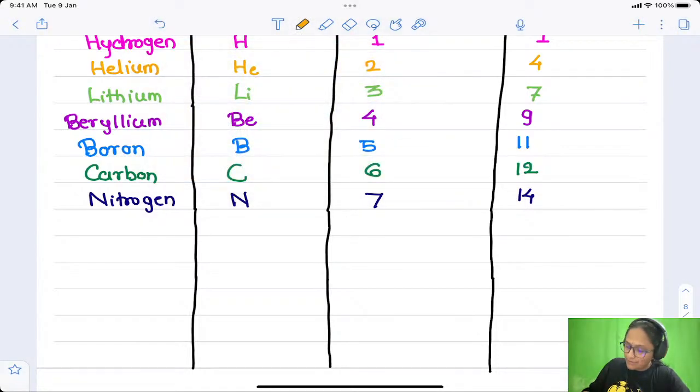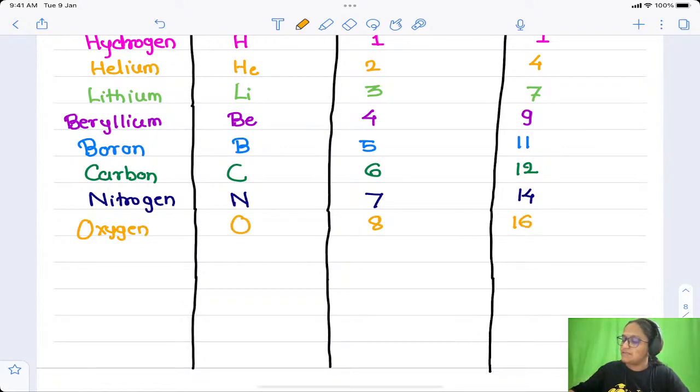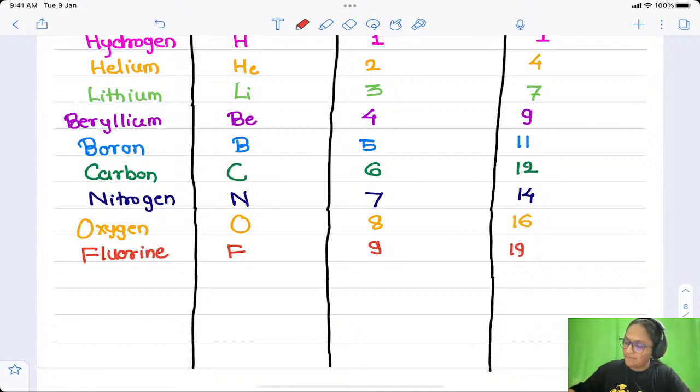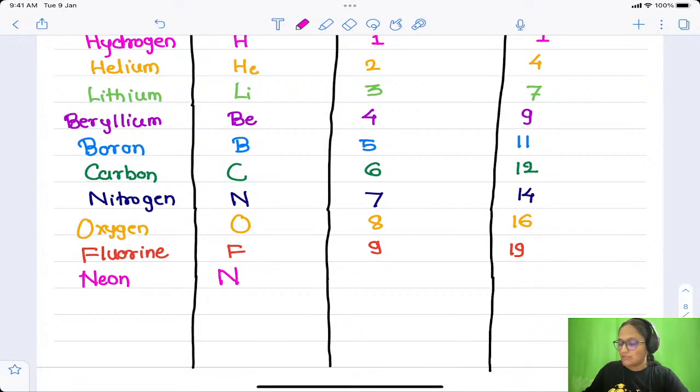Next, after nitrogen, it is oxygen. Symbol is O, atomic number 8, mass number 16. Next is fluorine. Symbol is F, atomic number 9, mass number 19. Next is neon. Symbol N was already taken for nitrogen, so Ne is the symbol, and atomic number is 10, mass number is 20.